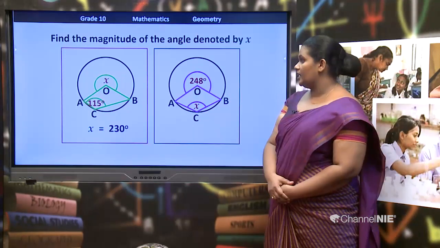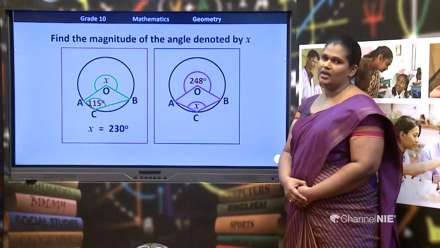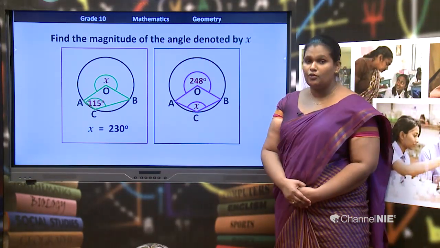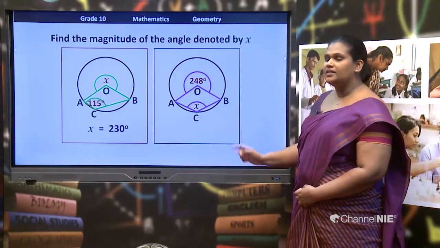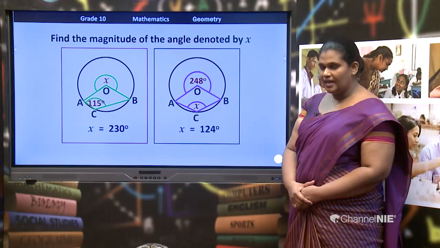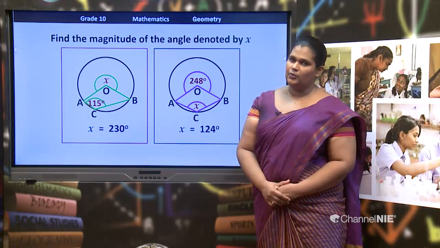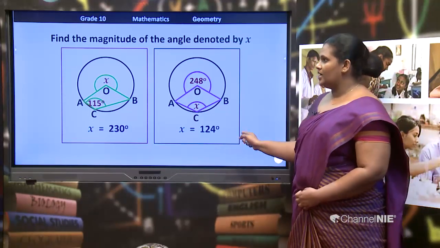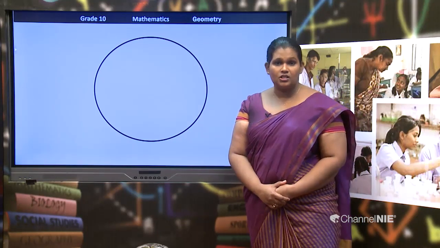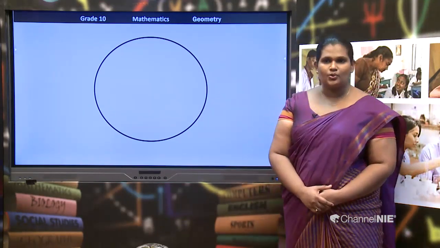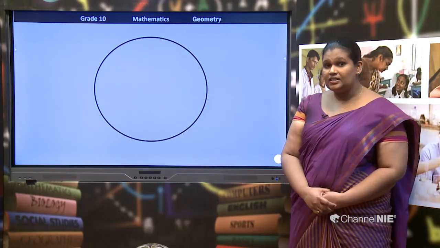That means we can say 2x is equal to 248 degrees. So, when we want to find the value of x, we have to divide 248 by 2. Then we can obtain the value of x equals 124 degrees. Right. Now, we have completed some questions related to the theorem we have learnt. Now, we are going to talk about another theorem.